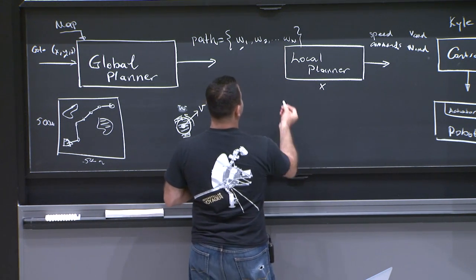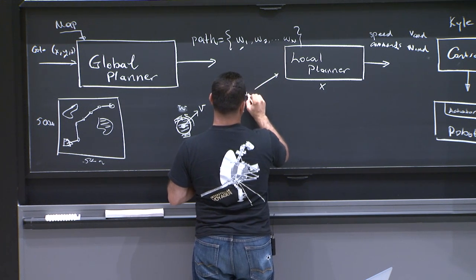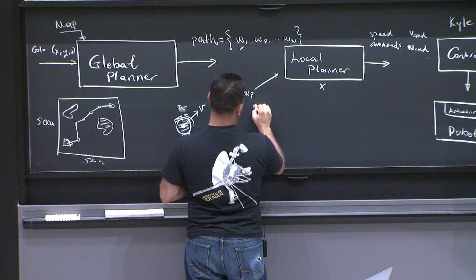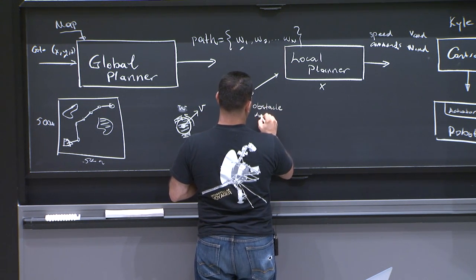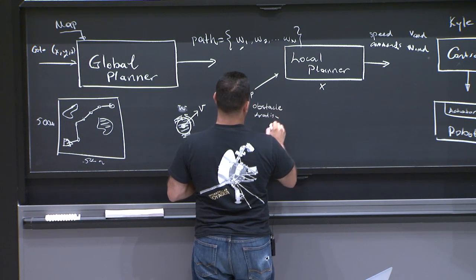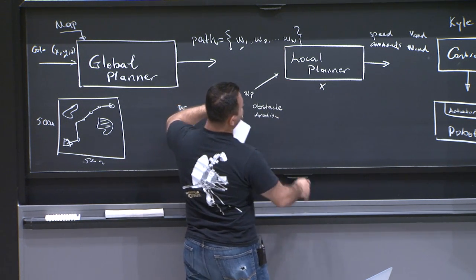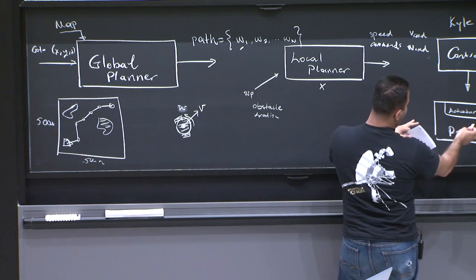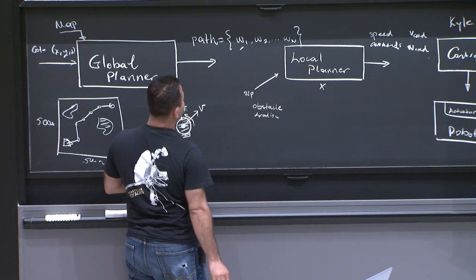And simply, the input for this block will be a waypoint and an obstacle location, and this block will take this waypoint and obstacle location and try to generate speed commands in a way that this robot will move to the desired waypoint while avoiding this obstacle.